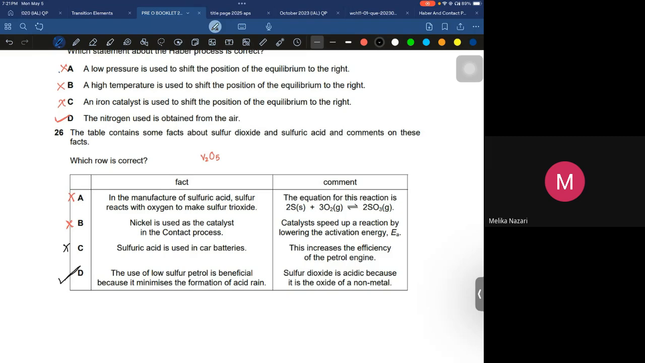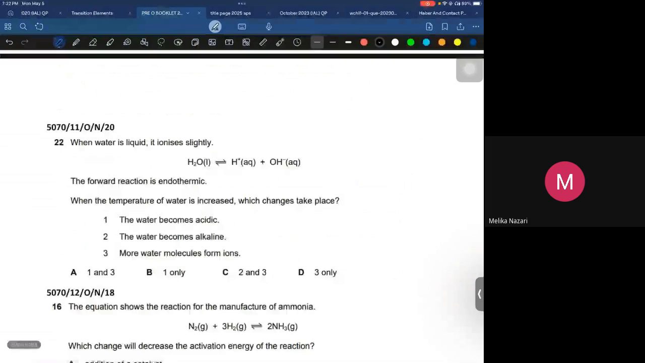They are saying the use of low sulfur petrol is beneficial because it minimizes the formation of acid rain. Yes, this is true, and you know why? Because when you use a petrol which has sulfur, it releases sulfur dioxide, which reacts with moisture, with water, forming sulfuric acid which causes acid rain. So that's why D is correct.